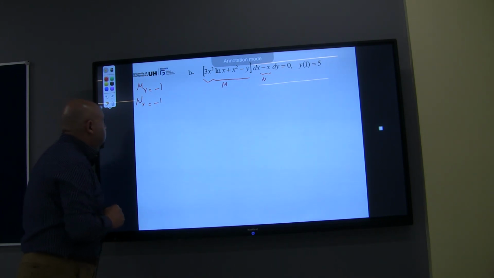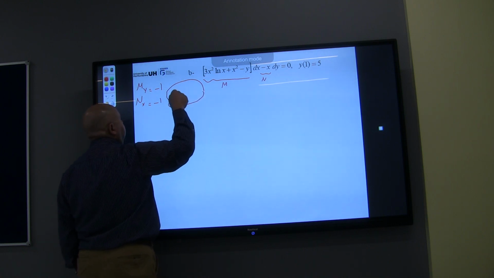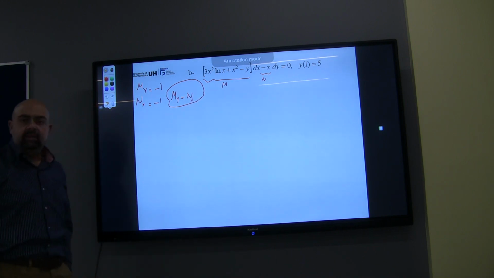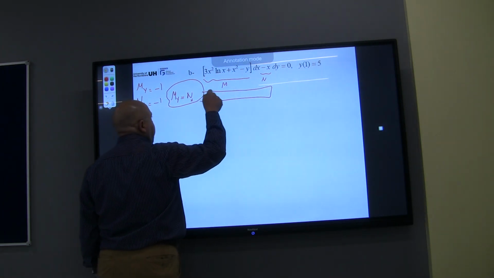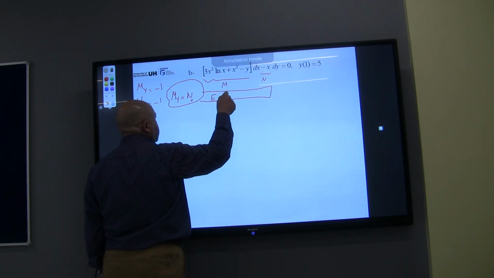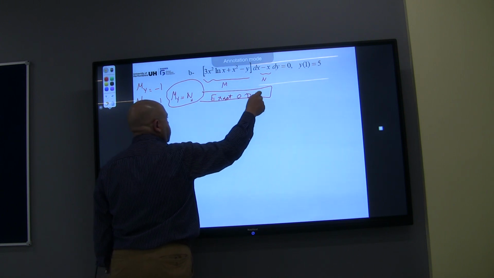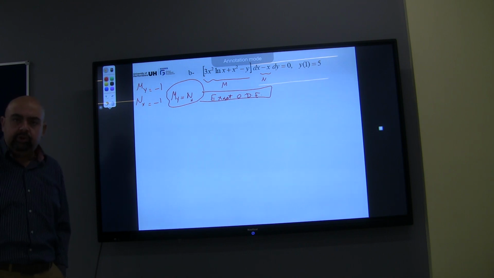So at the time being, you have m sub y equal n sub x. So this is going to work. This is an exact, as you can see. This is an exact ordinary differential equation. Indeed, it can be an exact ordinary differential equation.